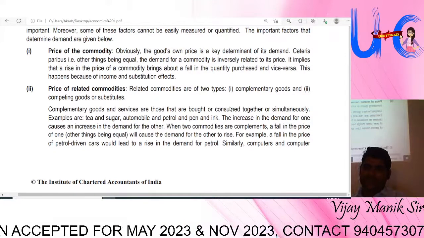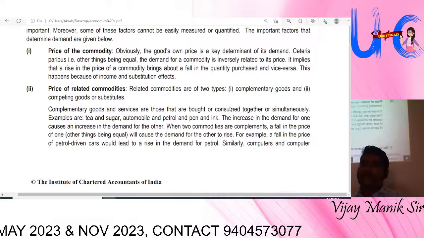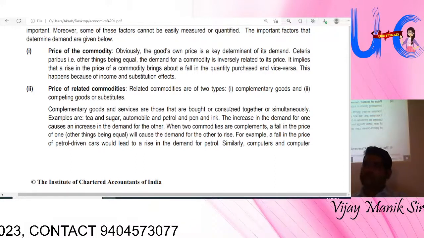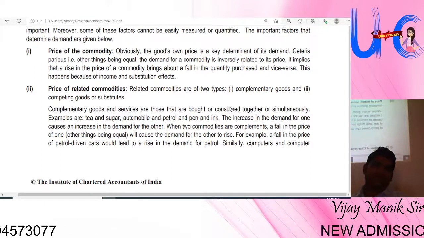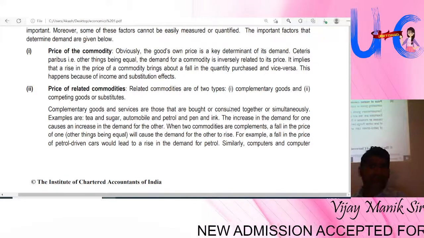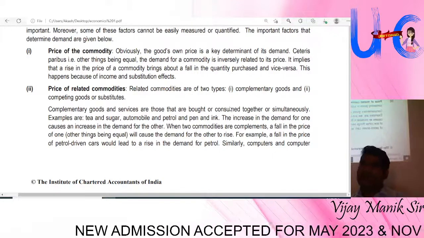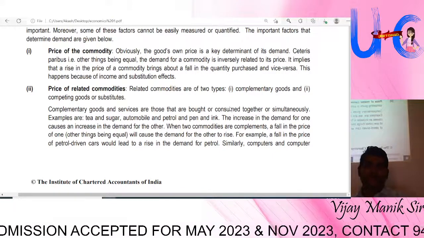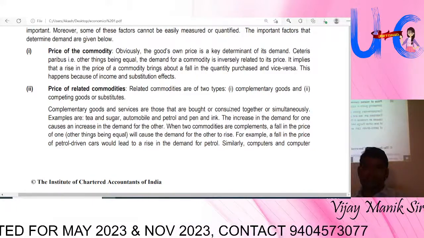Next one is price of related commodities. What does that mean? Suppose buyers are going to buy a particular product, and the same product of the same quality is there, but the price is less. So what will they do? They can prefer the substitute. So this thing is also considered by the producers.